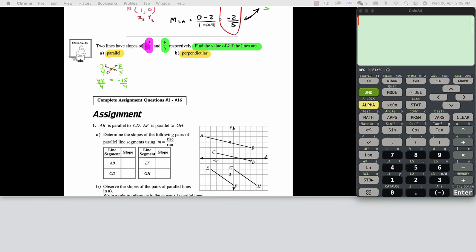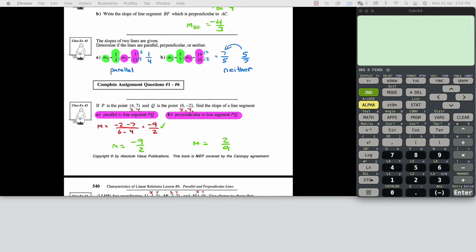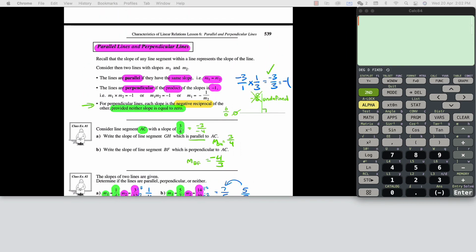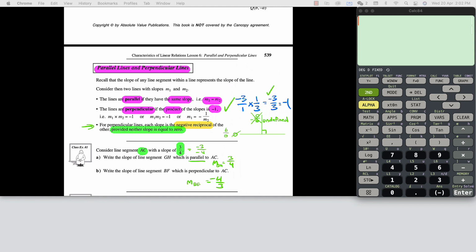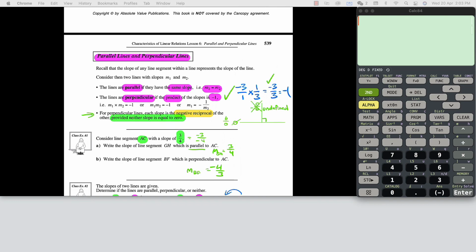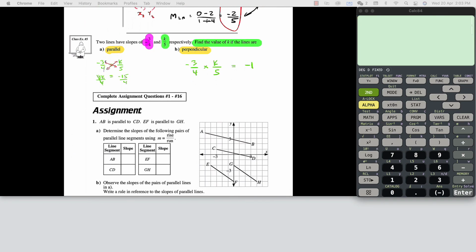Okay, well I know that negative 3 over 4, if I now multiply it by k over 5, what do I know that equals? Well, I know that equals negative 1. If we think back to somewhere over here, right here, if you take two perpendicular slopes and multiply them together, the product will be negative 1. So I'm going to take the original slope, negative 3 over 4, multiply it by k over 5, and that's going to equal negative 1.